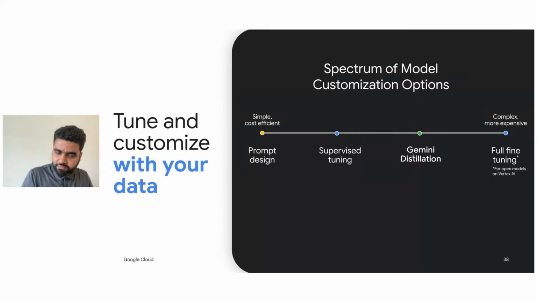Then there is Gemini distillation. Shoaib was mentioning latency is another factor, right? So you can distill the knowledge of a larger model into a smaller one, and that is the process of Gemini distillation, specifically for Gemini models. And then there is also full fine tuning. If you want to have a continual fine tuning of the model, you can do that as well.